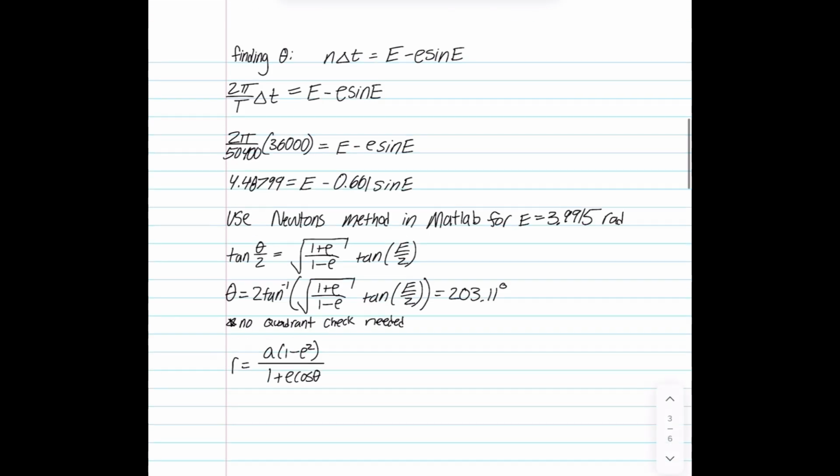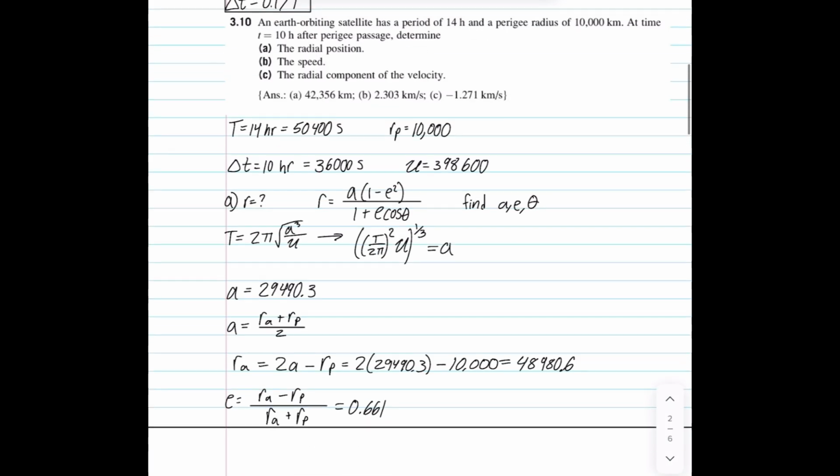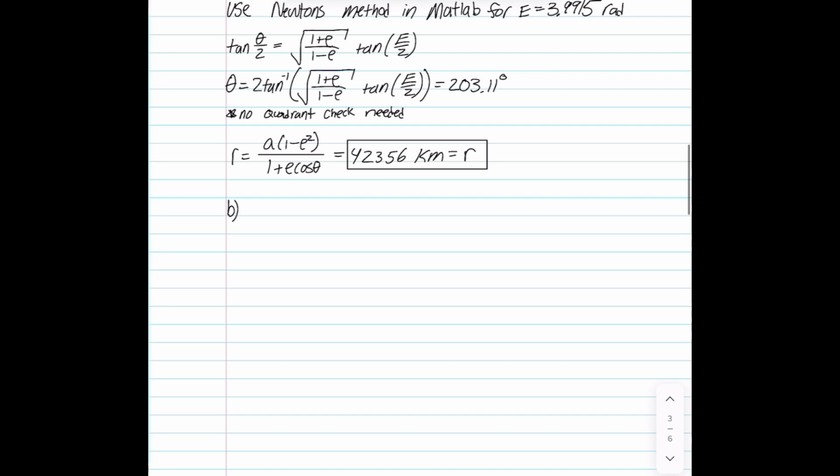So now we're using the conic equation. Because we just found what theta is, and we solved for e and a, now we can find that the radial position is about 42,000 kilometers. So now that we found our radial position, we can use the vis-viva equation to find our velocity at that location.